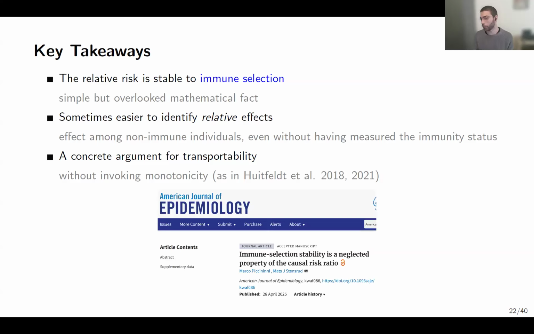And if you're interested in this work, this is our publication. You can find our paper in the American Journal of Epidemiology.